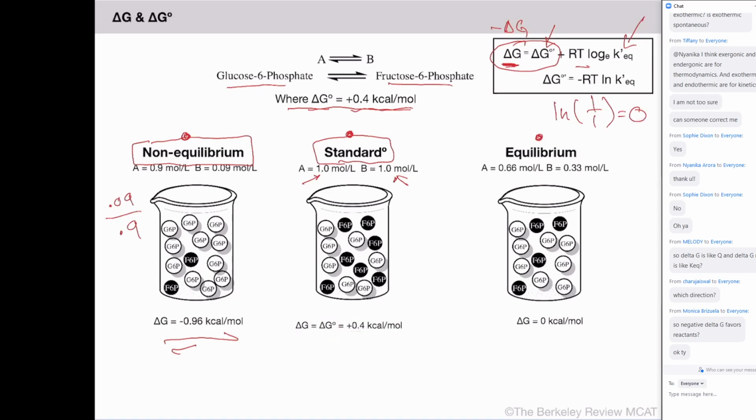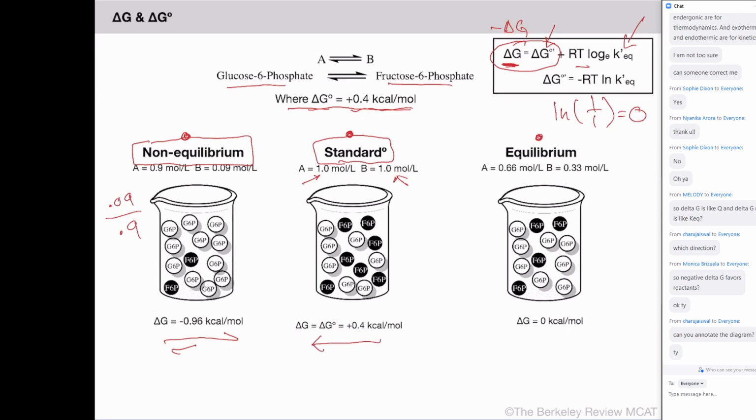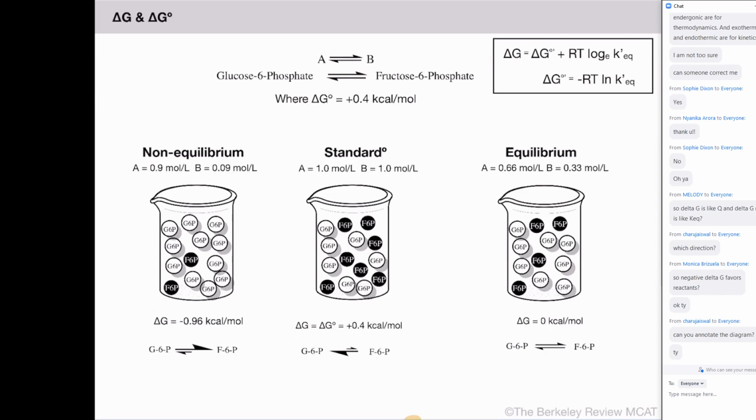We'll make these arrows a little bit more clear. This has got a negative total delta G, so it's this way. Okay, what about at equilibrium? At equilibrium, delta G is equal to 0. So no direction. I think I wrote all this out here. Yep, exactly. Does anybody have any questions on this? Does this clear up your questions from before?